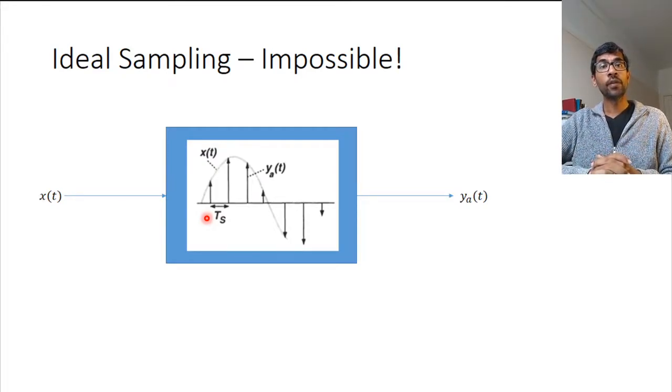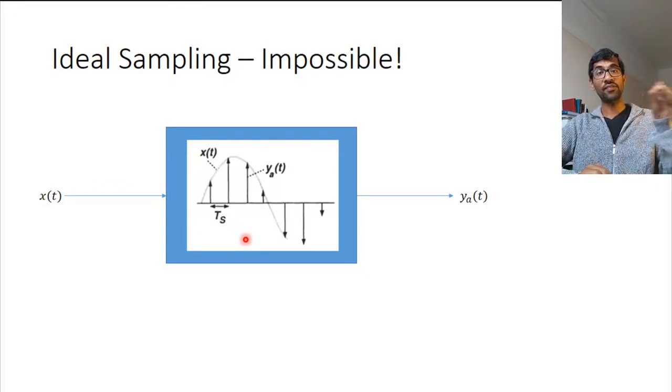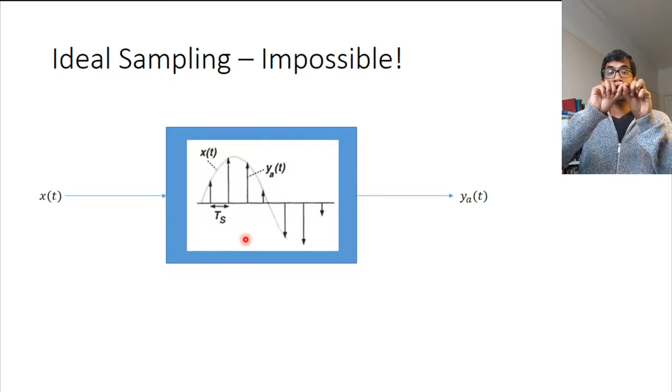Okay. There's another impossibility in the ideal sampling, and that is an impossibility at the output side. Now take a look at this. What is going to be the output immediately after we have picked up a value? Zero again, right? So what we are saying is, yes, we have to pick up the value of the input signal in zero time, but we also have to immediately lose the entire value. How are we going to do that?